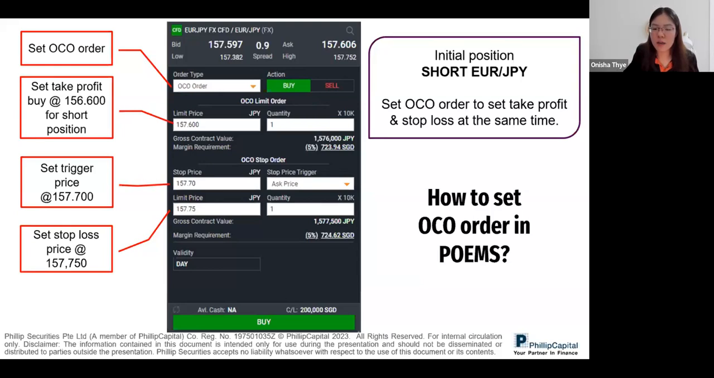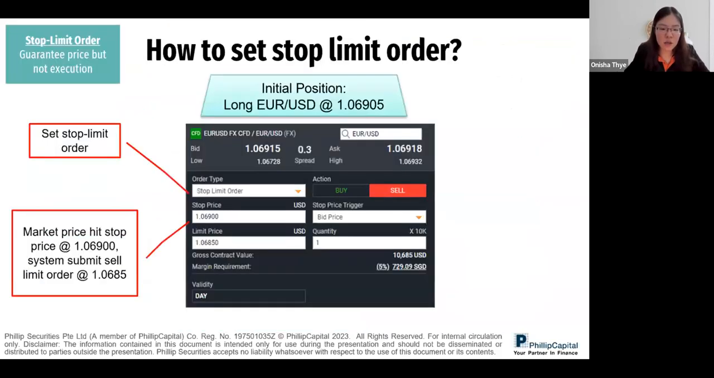Do you have any calculator for calculating the buy volume based on risk level? Currently we do not have that, but on our POEMS platform you can use this, where it is automatically calculated for you in terms of how much you are willing to put up, depending on the quantity that you want.